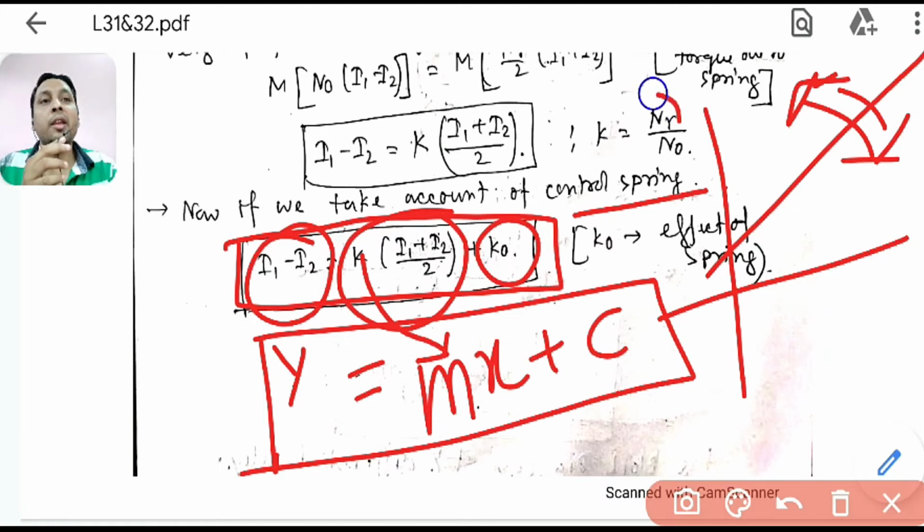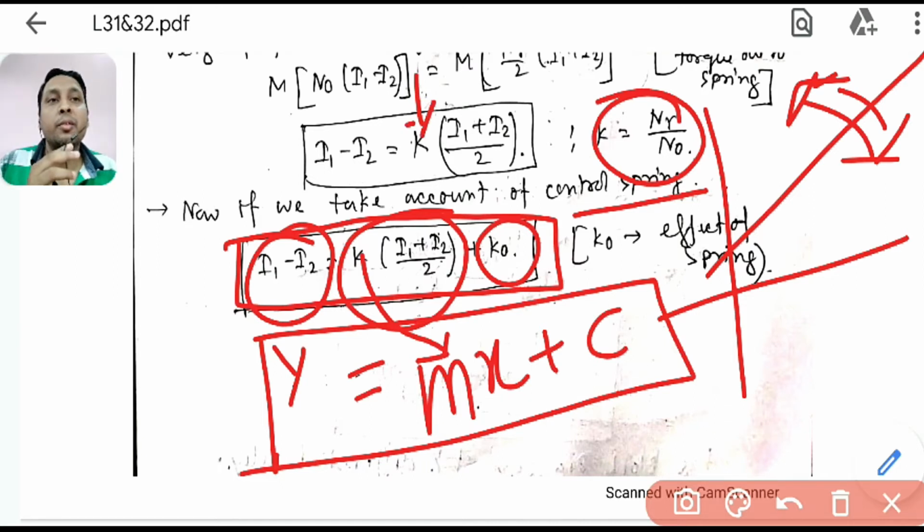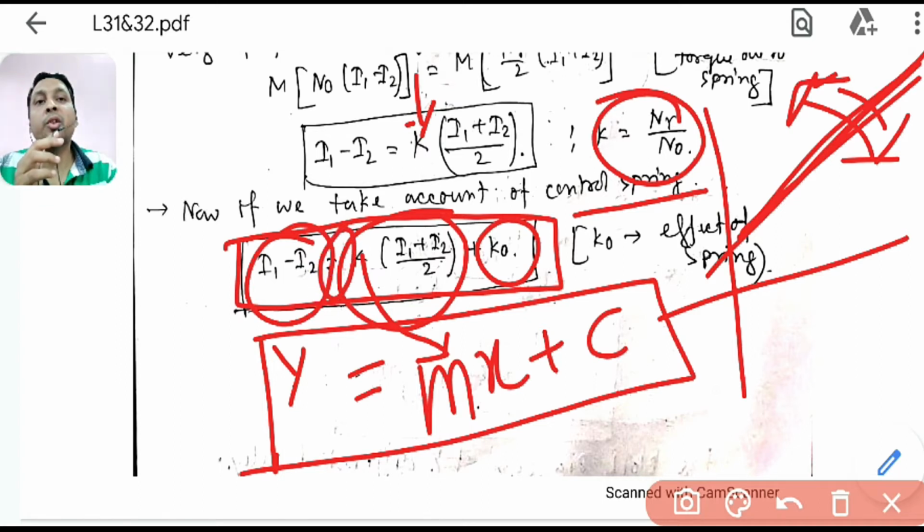What is k? K is nr by n0. You can see from that derivation that it is nr by n0. So nr by n0 you can easily change, that is the number of turns. If you change this, the slope is going to change. And when will it trip? If it is greater than or equal to: if it is equal, it is on the verge; if it is greater than, then it will trip.